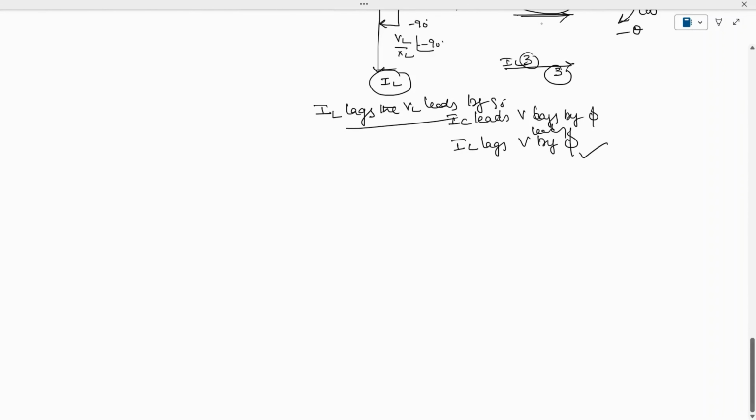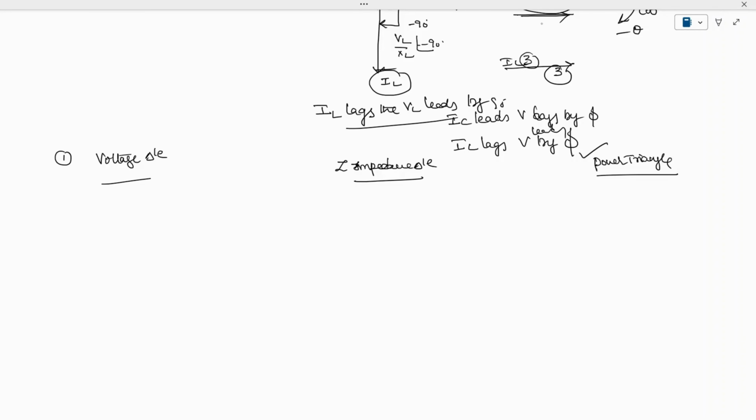So now let us try to draw the voltage triangle, and from the voltage triangle we are going to draw the impedance triangle, and from the impedance triangle we are going to draw the power triangle. It's very important. So how to draw all these triangles? So initially you can see here.